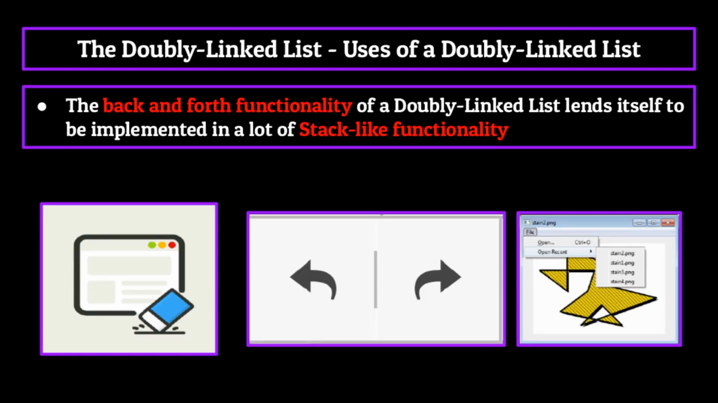Basically, any case in which you need to store a list of objects with multiple attributes, a doubly linked list is going to be a safe bet to get it done.